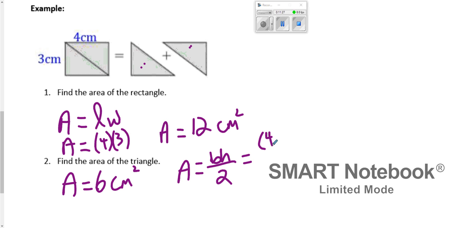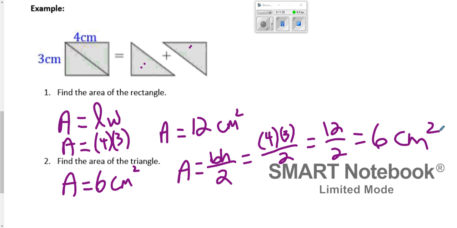So 4 times 3 divided by 2. That's 12 divided by 2, which is 6. And then I include the unit, which area is always measured in square units. In this case, it's square centimeters.